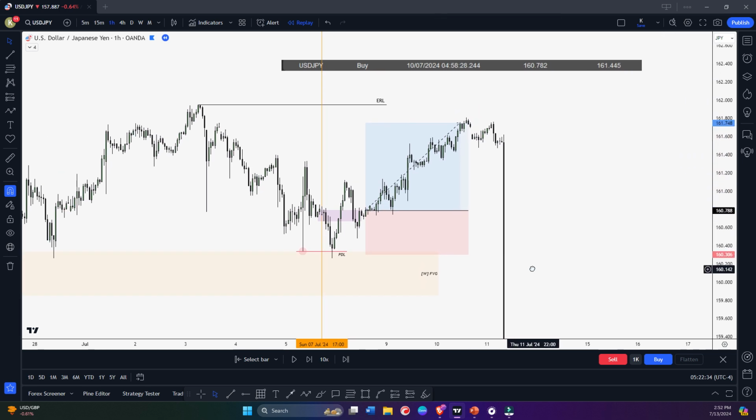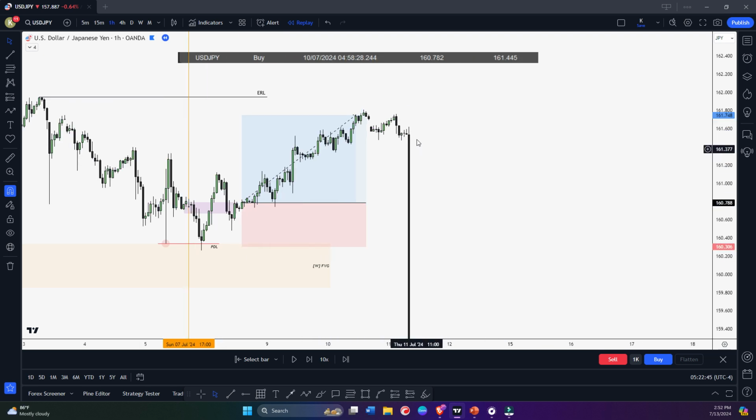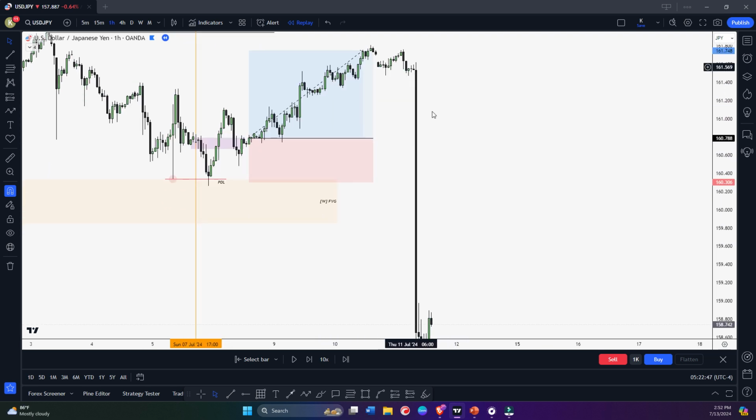One lesson I want to give you guys: before CPI, before FOMC, or before NFP, if you are in profit, book some profit and move your stop loss to break even. Because during CPI, FOMC, anything can happen.